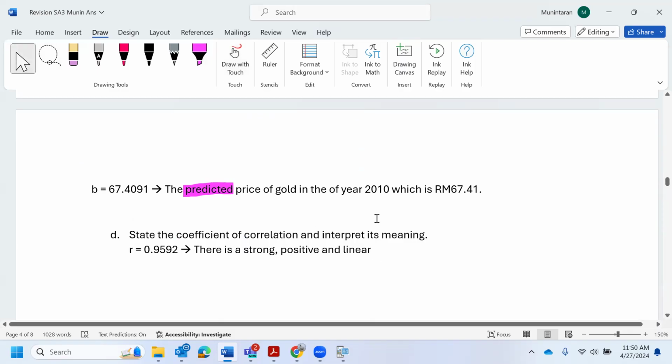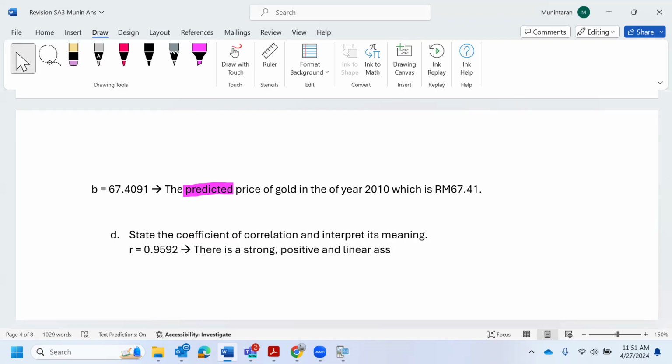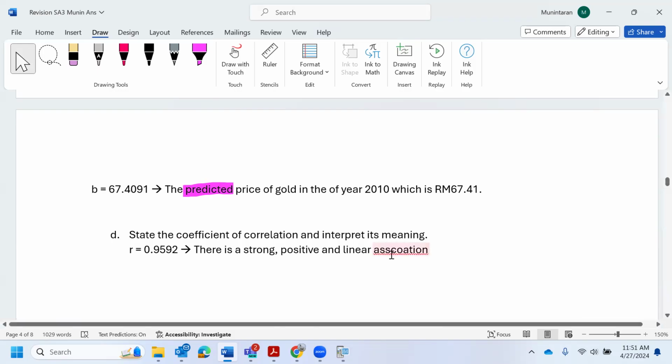Strong, positive, linear correlation. Actually, it's supposed to be association.